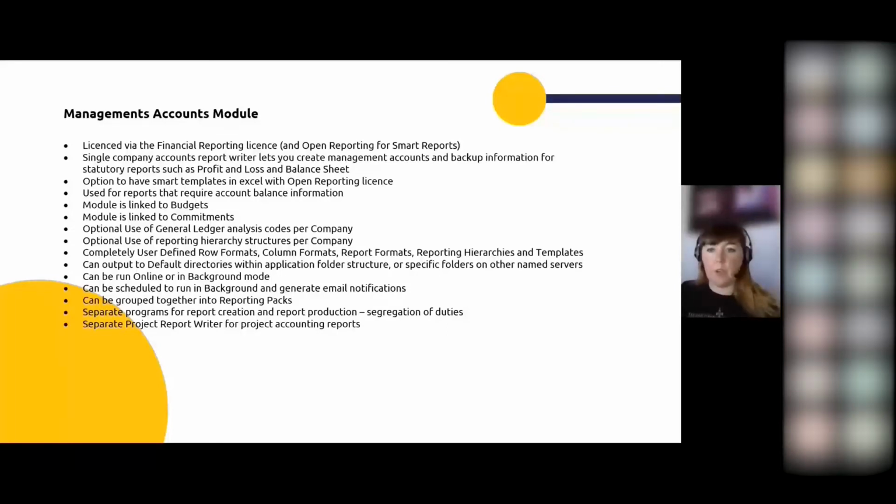The management account reports are for P&L and balance sheet, so information that requires account balance information. They're not based on individual transaction level. The module is linked to the general ledger budgeting, so if you do hold GL budgets in the OpenAccounts application, you can report against these. That's your live budget and any other budget models you've used. You can have as many budget models in the same report along with your live budget as you need. For example, an original budget model, a current live budget, and a forecast budget model.